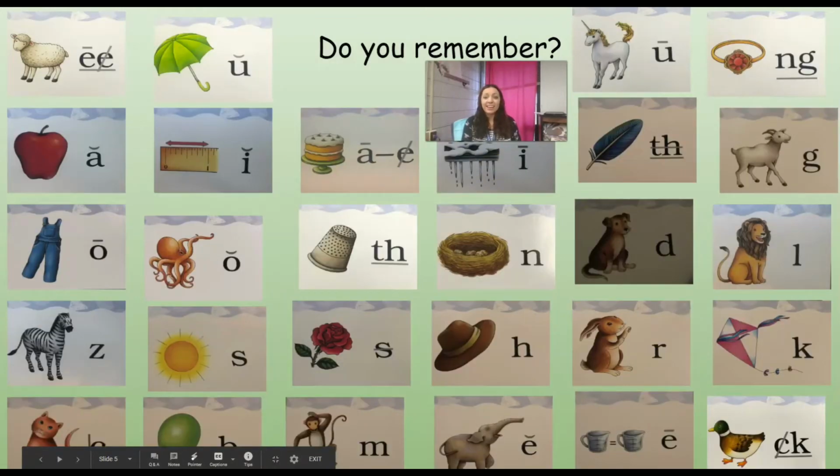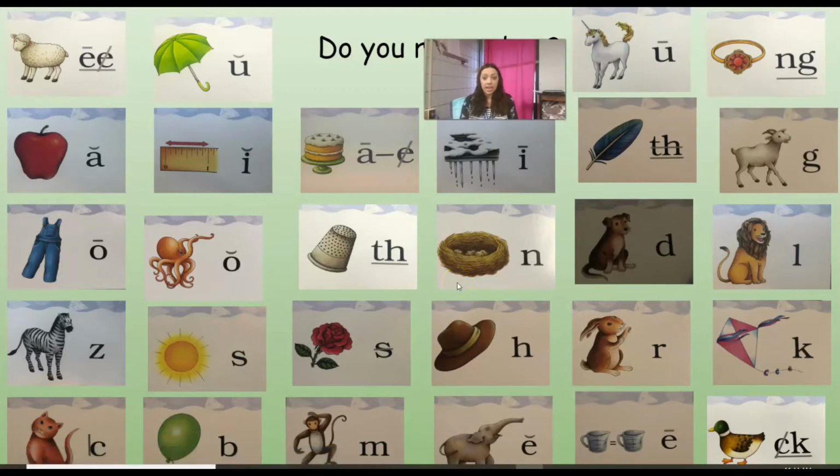Very good. All right, look at all the sound cards we have. And remember, we even retired some. So we have even more sounds than this that we might be putting back on so you remember them on the cards. All right, let's start at the top. We're going to say sheep. E, E, digraph E, E. Very good. Then we have umbrella. U. Unicorn. U, U, U. Ring. Ng, digraph ng. Then we have apple, a, inch, I. This is tricky. Are you ready? Cake, a consonant e. Very good.